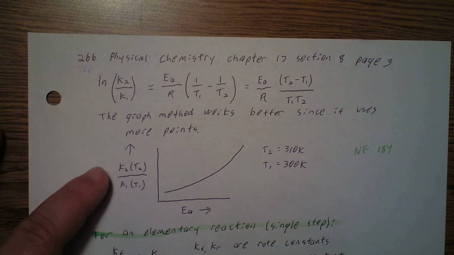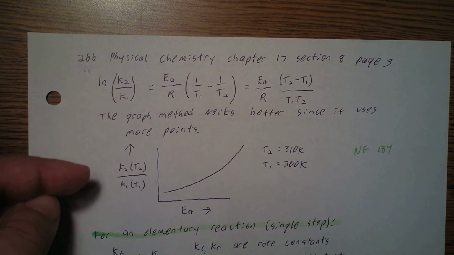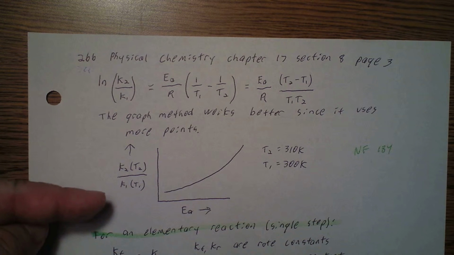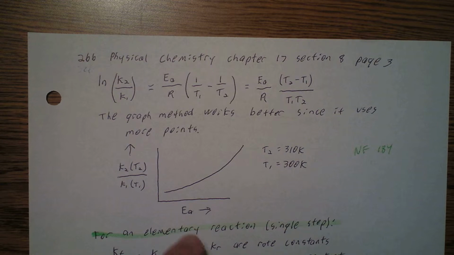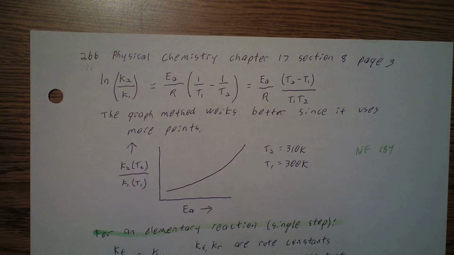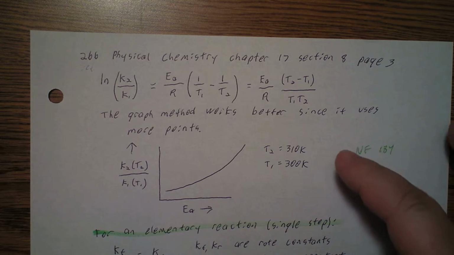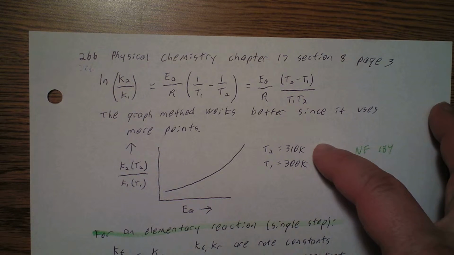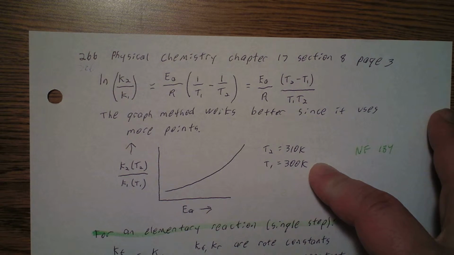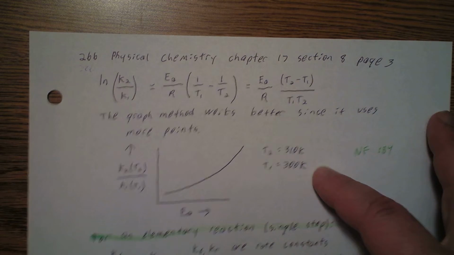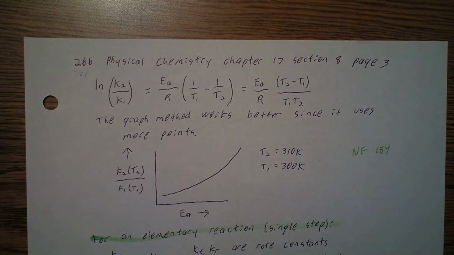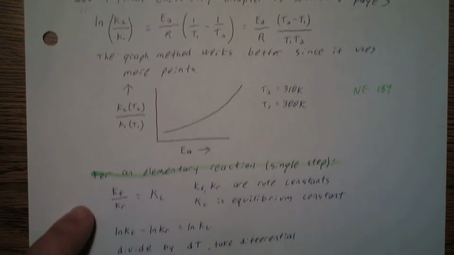So here's a graph of K2 divided by K1. Remember, this is the ratio of the rate constant at two different temperatures versus activation energy. As you can see, higher and higher activation energy means a higher ratio of K2 divided by K1. In this case, we're going to say T2 is 310 kelvins and T1 is 300 kelvins, so that's a difference of only 10 kelvins, roughly room temperature. And it makes a bigger and bigger difference depending on the activation energy of whatever reaction we're talking about.